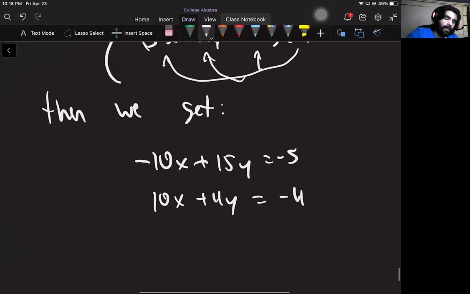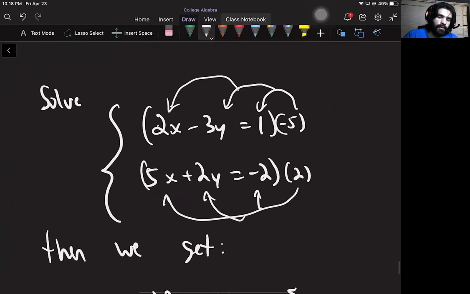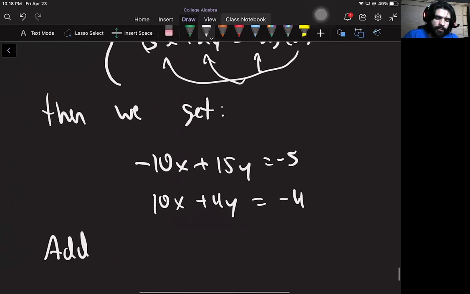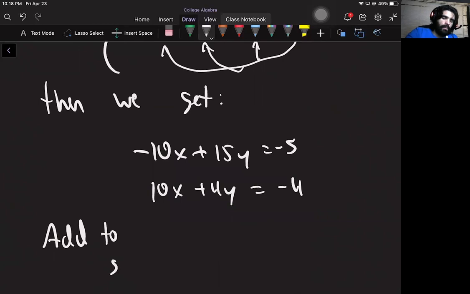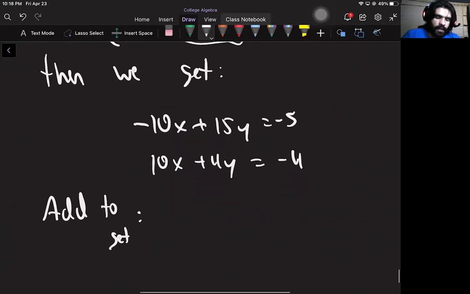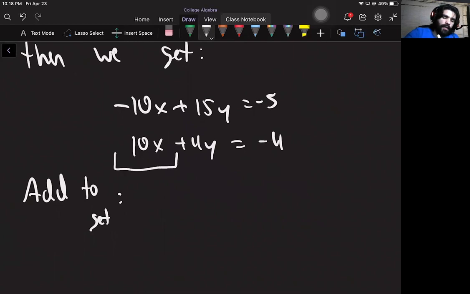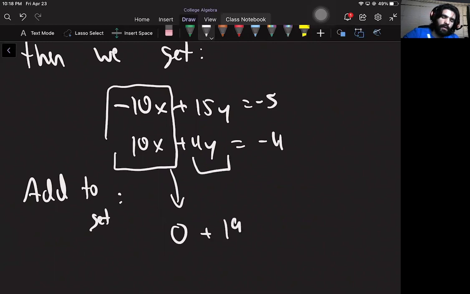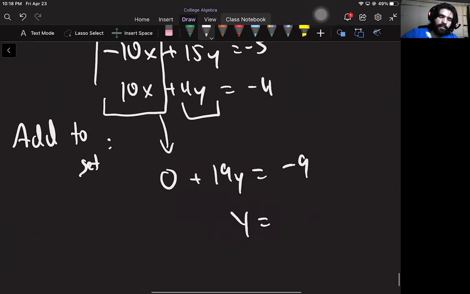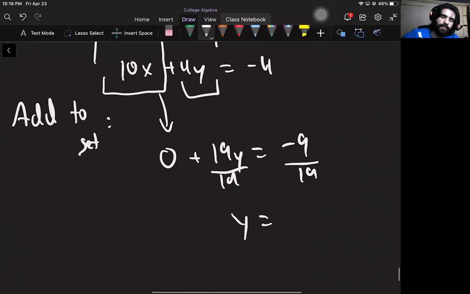And now adding becomes a bit less horrible because I don't have a fraction. I'm not going to have to do a 5/2 to everything, which would have been annoying. So now adding is a bit more relaxing. Okay, now I'll just get this and this will add up to 0 when I add. And then this will add up to 19y. And this will add up to -9. Yes, we're going to get a fraction at the very end by dividing by 19, but that's unavoidable. But at least I didn't have to deal with fractions when I was trying to eliminate things. So that's going to be y.